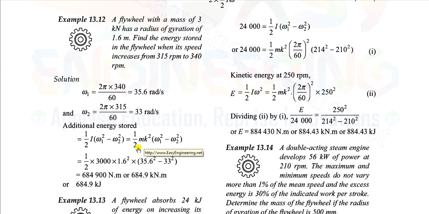Again I will explain. Mass is kg, this k unit is in meter, it is nothing but the radius of gyration. So kg into meter square, and omega radian per second square, but radian is dimensionless, so per second square. So kg into meter square per second square, I can write as kg into meter per second square into meter, which is Newton into meter. So this much energy it will store when the speed is increasing from this to this rpm.